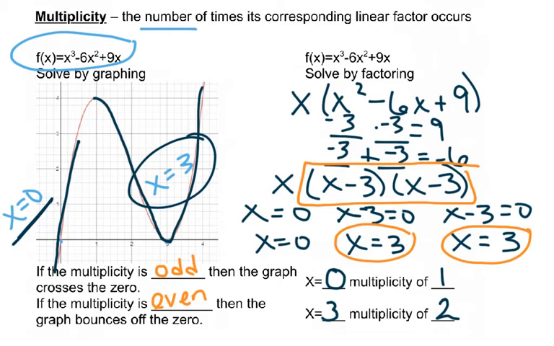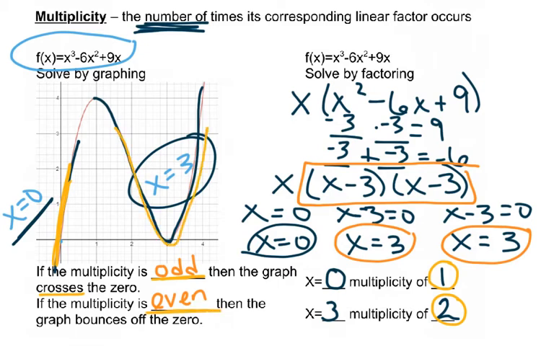Okay, so 0 and 3 were the zeros. The multiplicity is the number of times it occurs. So the multiplicities were the 1 and the 2. If the multiplicity is odd, it's going to cross through the zero like it does right there. If the multiplicity is even, it's going to bounce off the zero like it does right there. That's what a multiplicity is, and it makes the graph look a certain way.